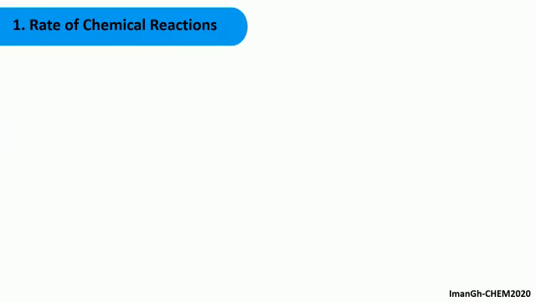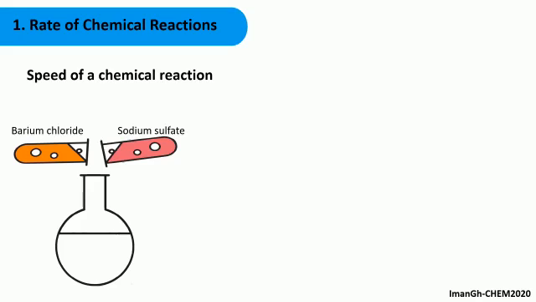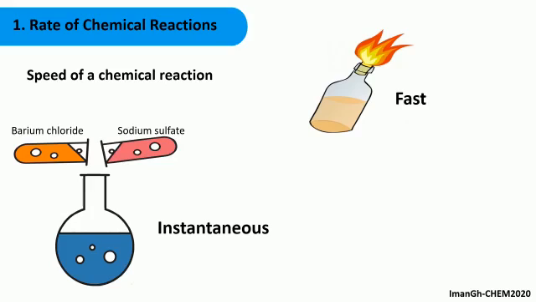The rate of a chemical reaction is the speed at which reactants are changed into products. In the following example, two chemicals, barium chloride and sodium sulfate, react with each other once they are in contact. So we say that this chemical reaction is instantaneous. Other reactions, such as combustion of butane gas, are fast. Certain reactions are very slow, example rusting of iron.